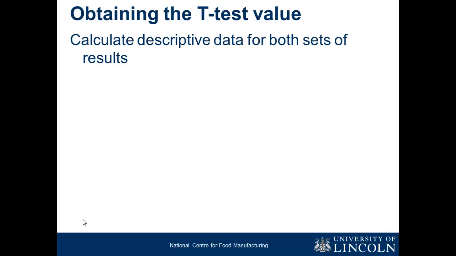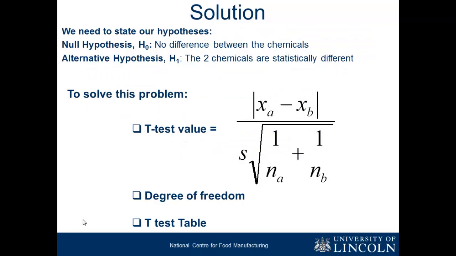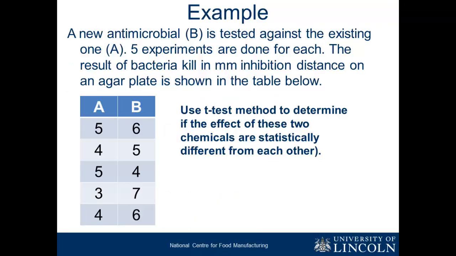Now, this is the data I'm talking about. A is 5, 4, 5, 3, 4, and B is 5, 4, 7, 3. What we are trying to do is look at the data, for example, let's look at the mean.